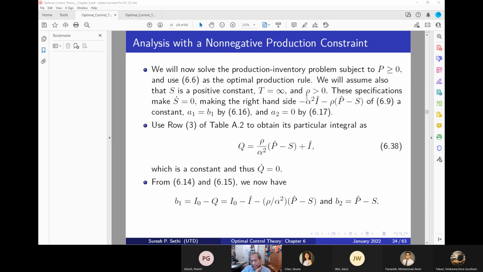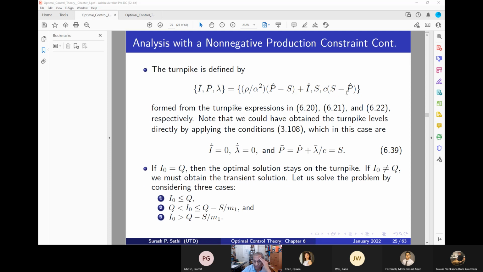So we're going back to the formulation that we started with, and we are substituting T equal to infinity, rho bigger than 0. We are substituting S to be a constant. So S dot is 0, S is a positive constant. We can do all of that, and we can finally come down to a solution. We can find the value of B1, we can find the value of B2, we know Q dot equals 0, we have a particular integral, so we can actually solve the problem without the non-negative production.